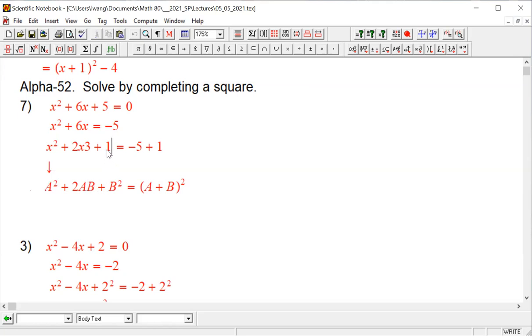So what should this number be? You want that number to be b squared, right? From this process, we have decided b is going to be 3. So you will need a 3 squared. Do you follow me? Do you see that? You want to add a 3 squared.